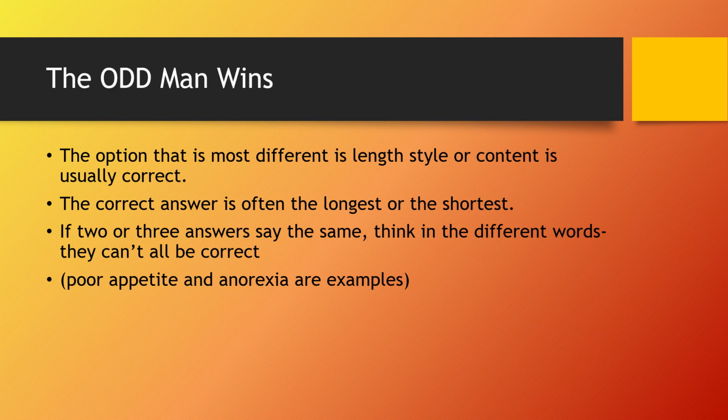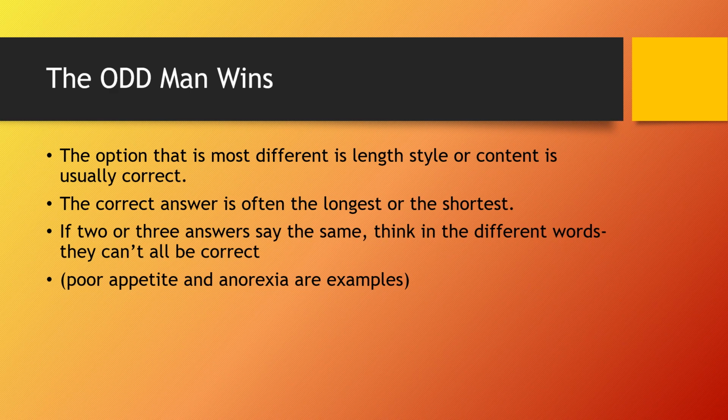The odd man wins. The option that is most different in length, style, or content is usually probably the one that's correct. The correct answer is often either the shortest or maybe even the longest. If there are two or three answers that say the same thing, think the different words, they all can't be correct. Now, some of you all have taken my test. I may have three, maybe four, maybe all of the answers have the same thing, but it's always going to be one thing that's different. That means that you have to definitely know the content to know which one is the correct answer. Because all of them may be the same, all of them may not, but you got to know something.